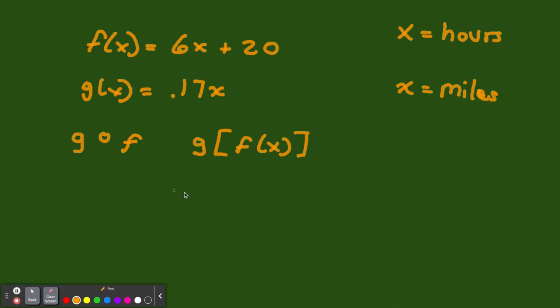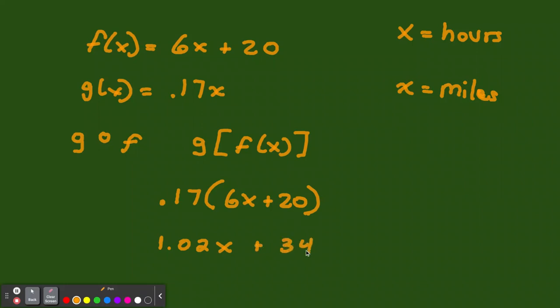So let's just plug it in. We know that g is 0.17, and then we want to throw in what f of x is, and f of x is 6x plus 20. We'll just distribute that. When you distribute that, you have 1.02x plus 3.4. The reason we started with g is because we want to know how much money we will spend based on traveling around with that function, 6x plus 20. That's why we put g first.